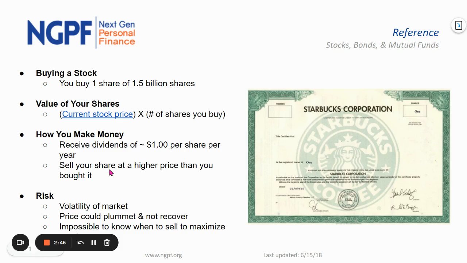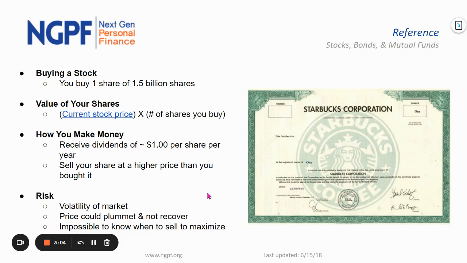And then selling a share. So if you notice that, hey, the price really went up and I could make some money, you can turn around and sell your shares. And when you do that, you earn capital gains, which is the money made off of making a profit when you sell something. But there are risks.